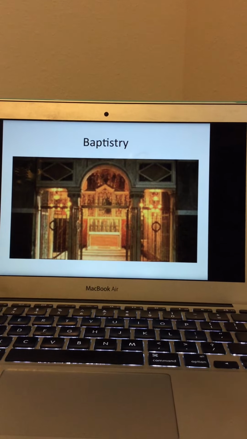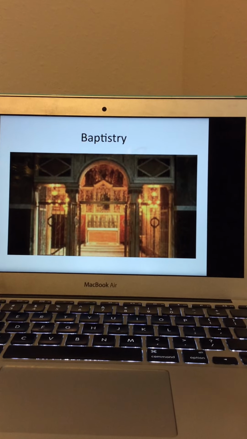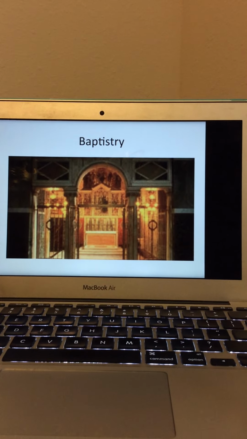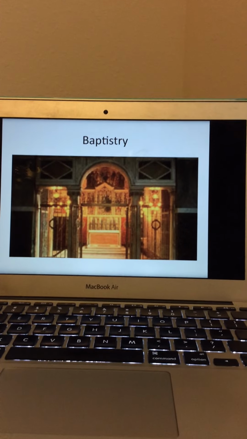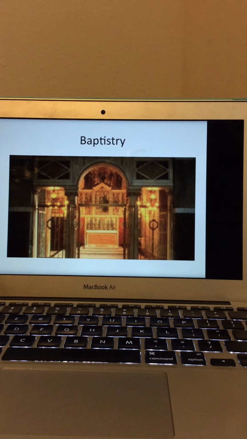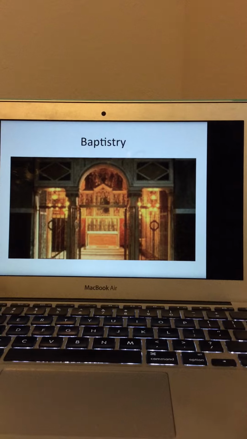And here's a picture of the baptistry, and it is thought that the baptistry is the best way to enter the church, so it's in the front. And being baptized also represents a new life with Christ.